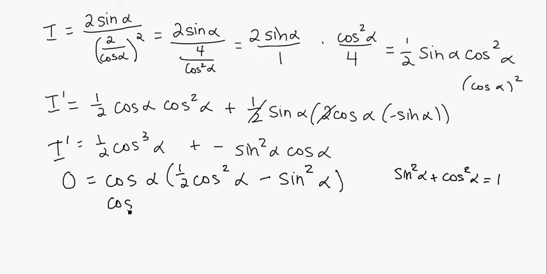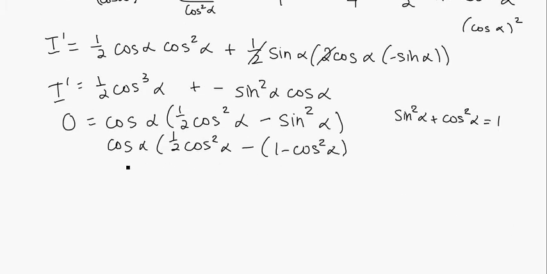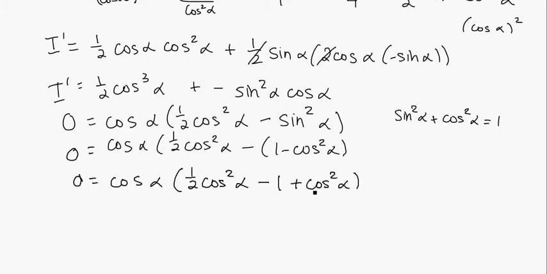So I'm just going to replace my sine squared with 1 minus cosine squared. Okay, so let me rewrite. We get cosine of alpha is equal to 1/2 cosine squared alpha. I'm going to distribute my negative 1, and plus cosine squared alpha. So I have some like terms here. I have a cosine squared alpha, and I have a 1/2 of a cosine squared alpha. Adding those together, I get 1.5 cosine squared alpha. So this is 3/2 cosine squared alpha minus 1, and a cosine alpha out front.